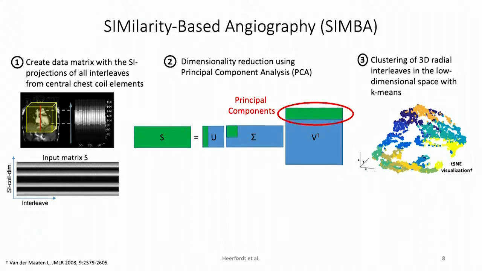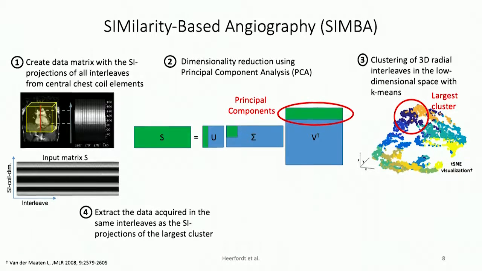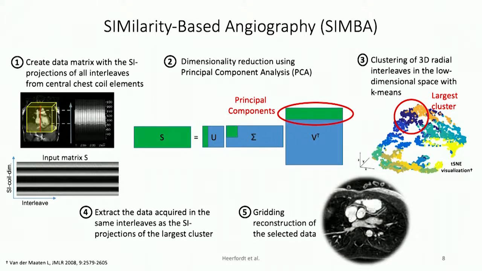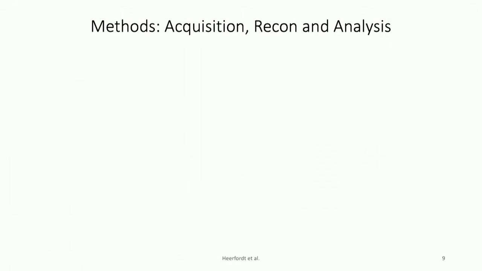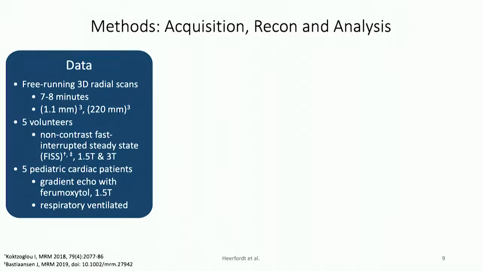So the idea here is that we only look at the similarity of the different SI projections. We don't care if they were extracted in some particular part of the cardiac cycle, etc. We just want to know if they are similar. If we thereafter extract the data that was acquired in those interleaves in the largest cluster, we can reconstruct something that hopefully is motion consistent.